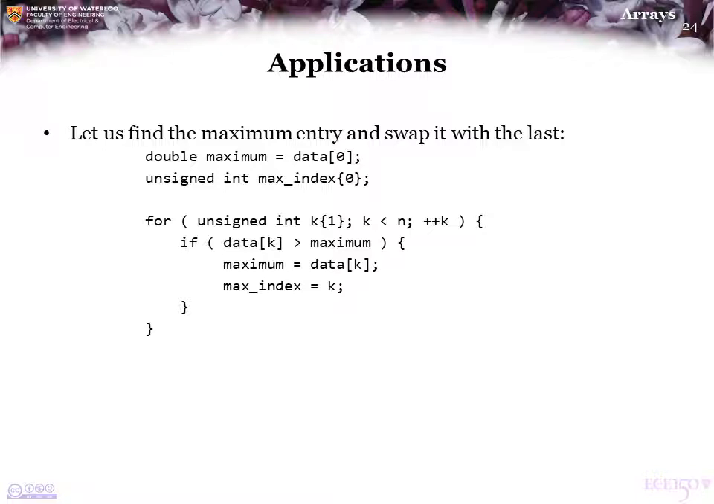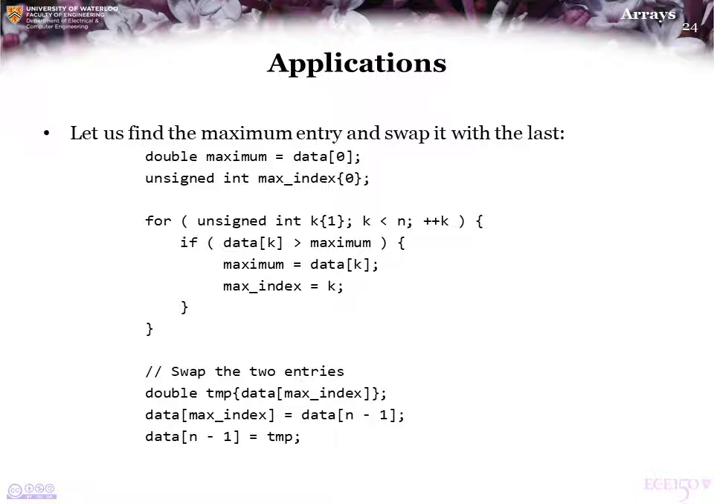Now here I have a for loop that steps through each of the entries of the array, and if I ever find an entry of the array that is greater than the currently stored maximum, not only will I update the maximum, but I will also update the index at which that maximum is stored. So at the end of this for loop, maximum will have the maximum entry of the array, and max index will have the index at which that maximum is.